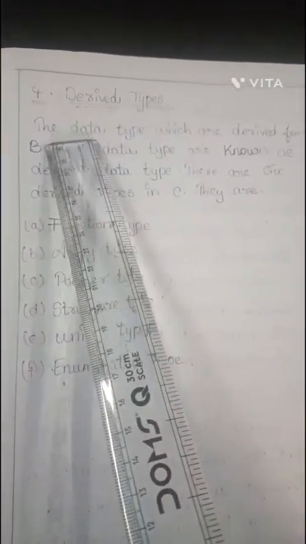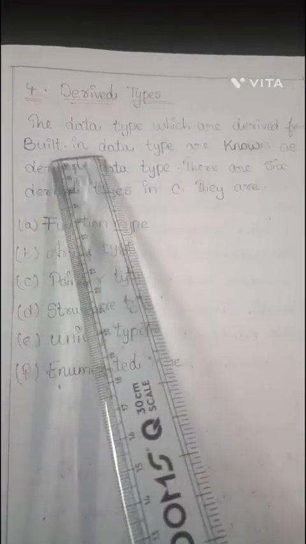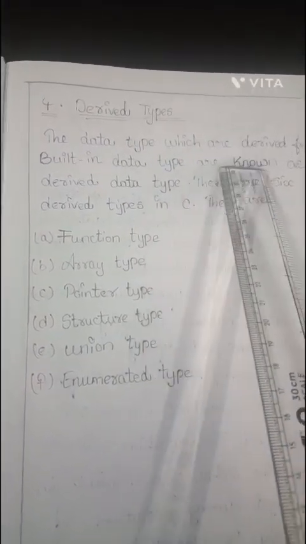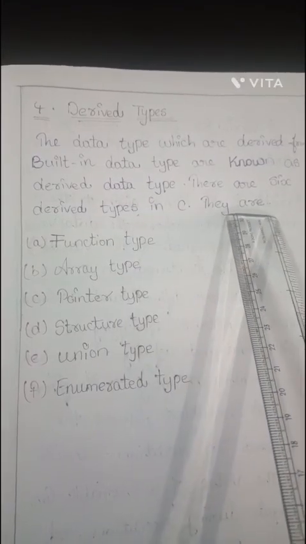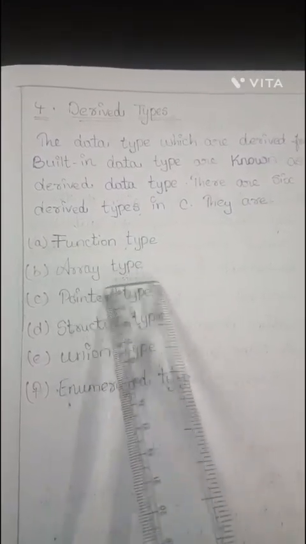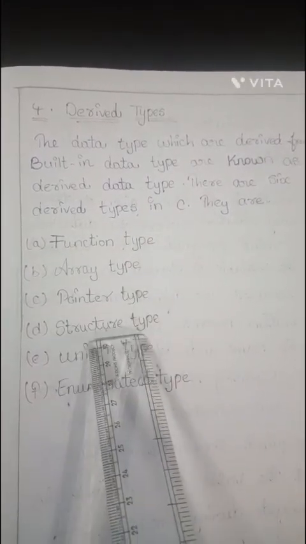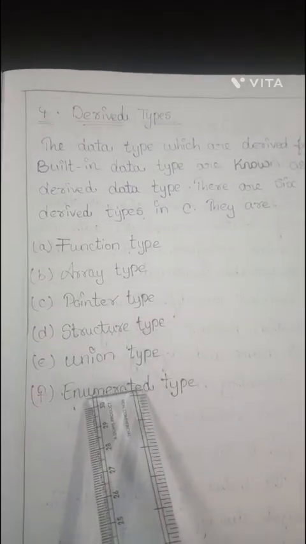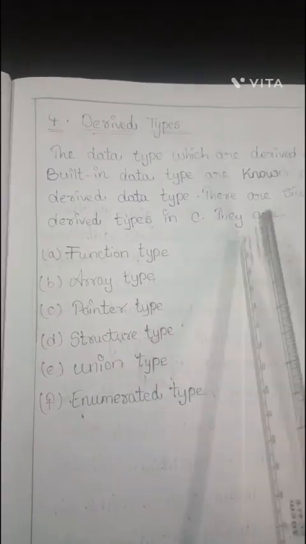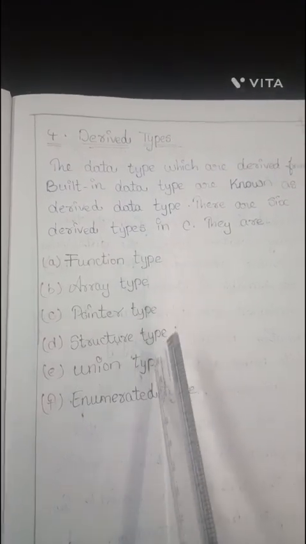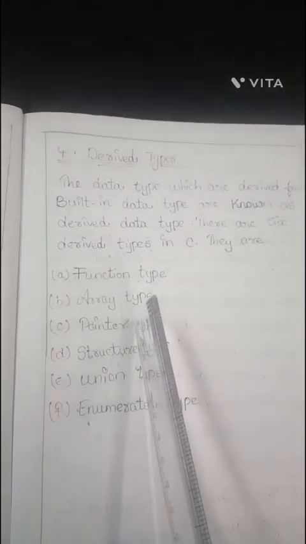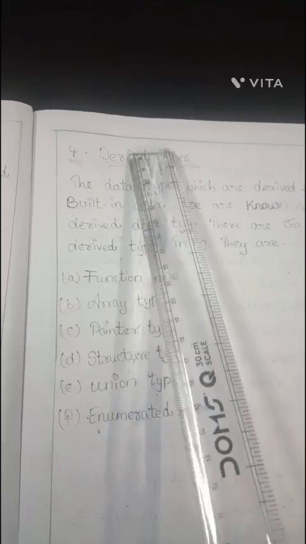Derived data type is the last and fourth one. A data type which is derived from built-in data types already present in C is known as a derived data type. There are 6 derived data types in C: function type, array type, pointer type, structure type, union type, enumerator type.